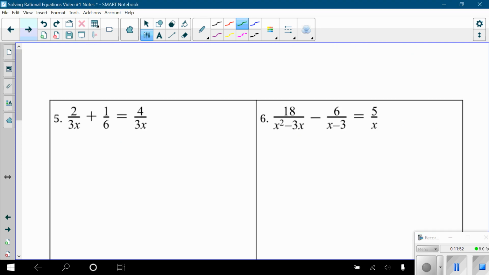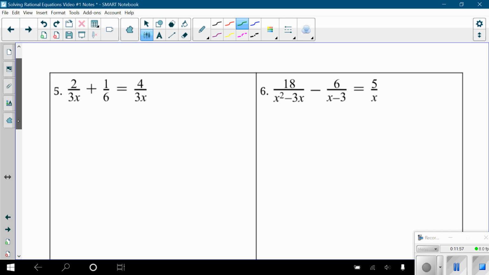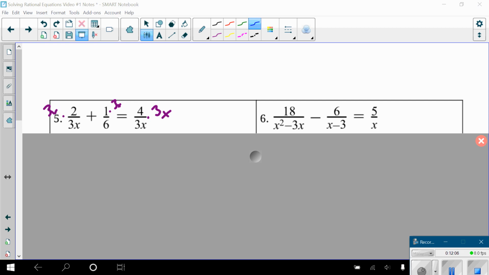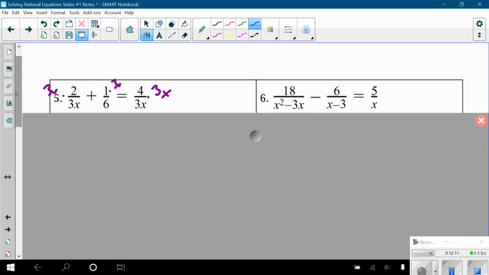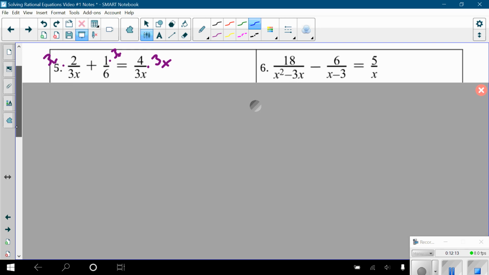Flip to the next page. And I want you to give these 2 problems a try. Why don't you start with the first one? Pause the video, give the first one a try, unpause, I'll show you the answer. We'll go over it, and we'll do the same thing with the second one. Okay, guys, I hope you gave number 5 and 6 a try. If you haven't, please pause and do those. I'm going to go through those now.